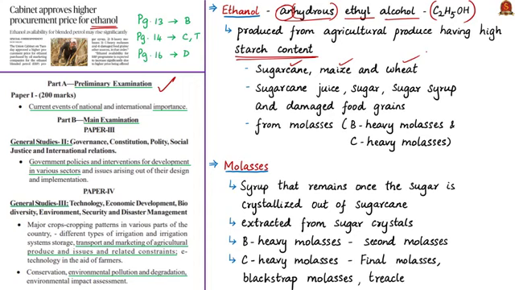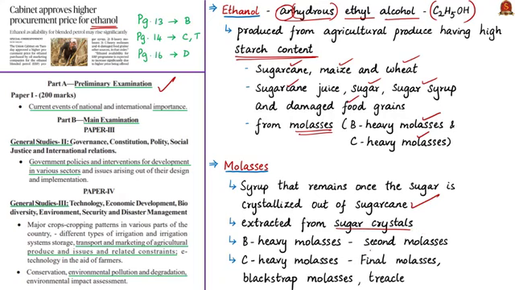So, ethanol can be produced from sugarcane juice, sugar syrup and damaged food grains. Ethanol is also produced from the byproducts of the sugar industry. These byproducts are molasses. That is why in the news article you can find statements such as ethanol produced from B heavy molasses and C heavy molasses. Molasses is the syrup that remains once the sugar is crystallized out of sugarcane. They are extracted from the sugar crystals and, based on the extraction, they are graded.